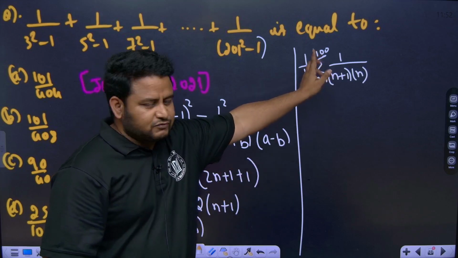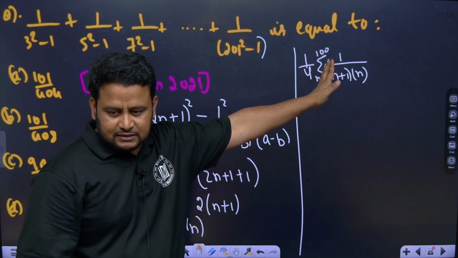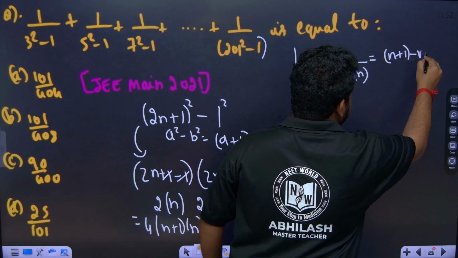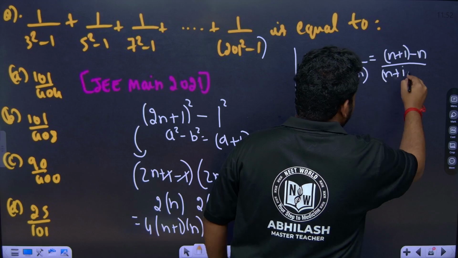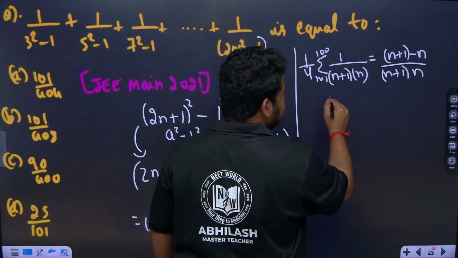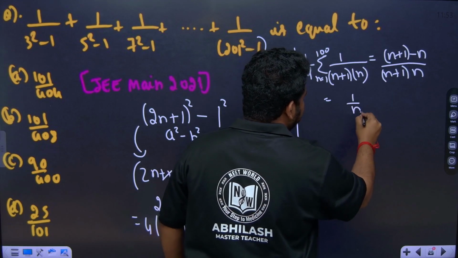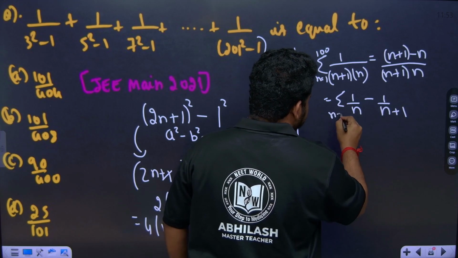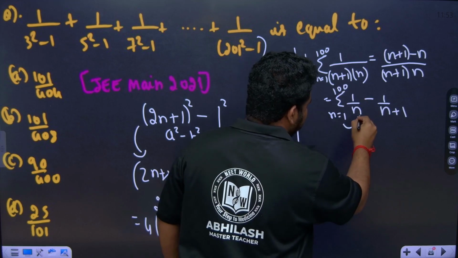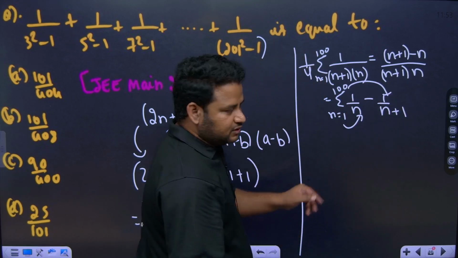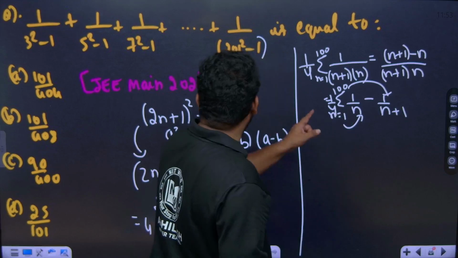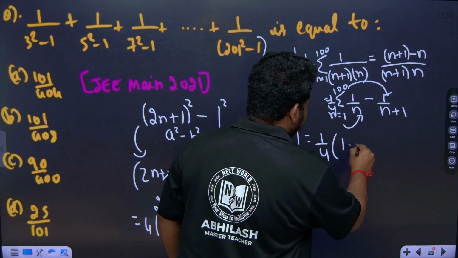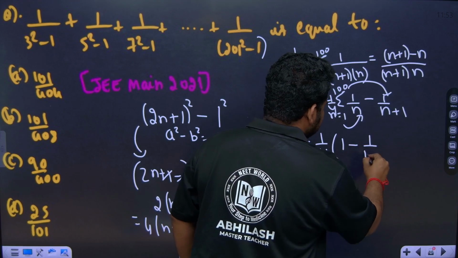Now what can I write 1 as? 1 can be written as n plus 1 minus n. So I can write it as n plus 1 minus n divided by n plus 1 into n. If I separate and divide it, what I will get is 1 by n minus 1 by n plus 1, summation with n running from 1 to 100. Smaller one, bigger one. So 1 by 4 is outside. I will write it as 1 by 4 into 1 minus 1 by 101.